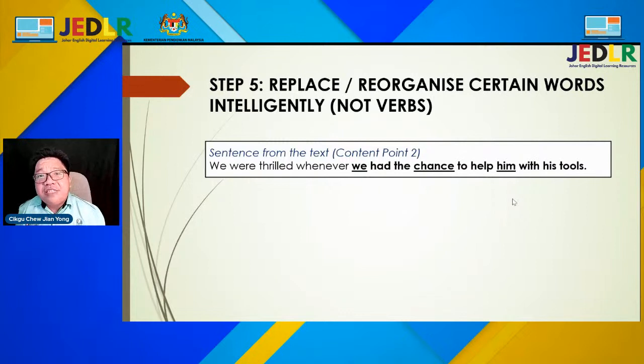So I'm going to give you a few examples from the summary text, okay? This is the exact sentence from the text. It is content point 2, our content point 2 just now. We were thrilled whenever we had the chance to help him with his tools.